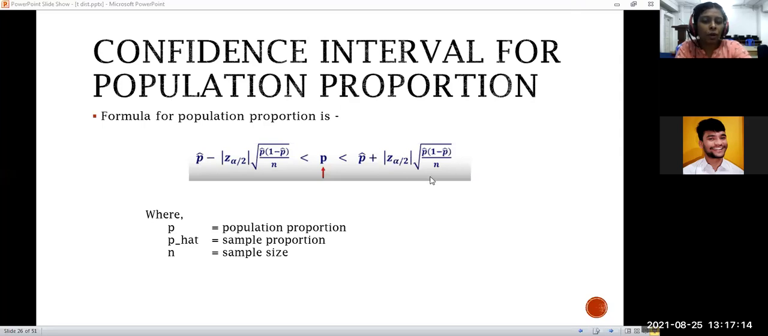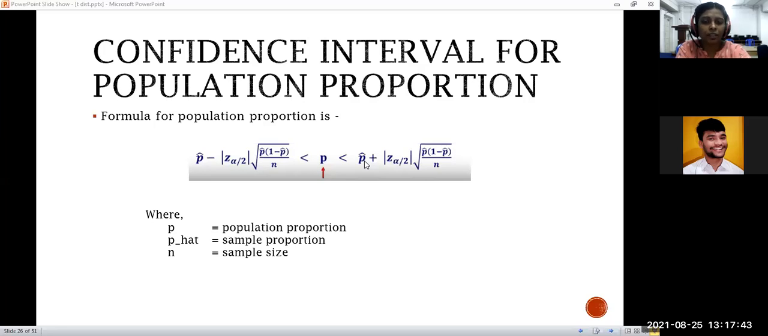So the formula after z alpha by 2, instead of writing standard deviation sigma or small s by square root of n, here we are putting square root of p hat into 1 minus p hat by n. So you need to remember this part exactly for calculating your margin of error and then adding it with your p hat. Now, what is this p hat? P hat is your sample proportion.